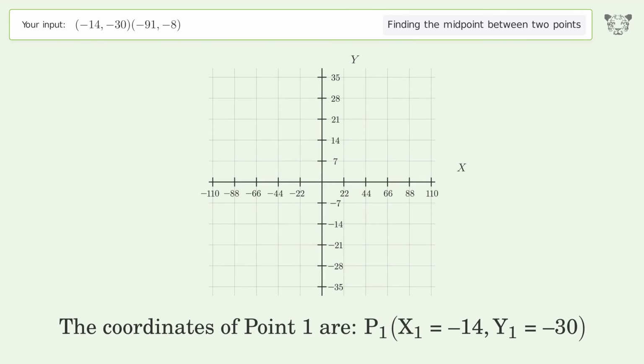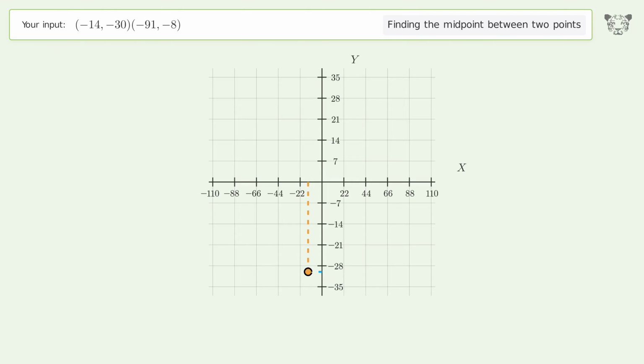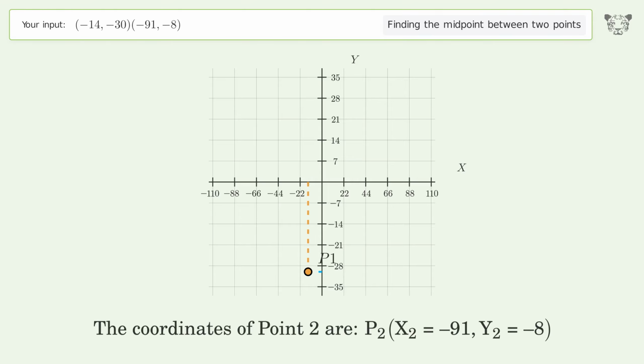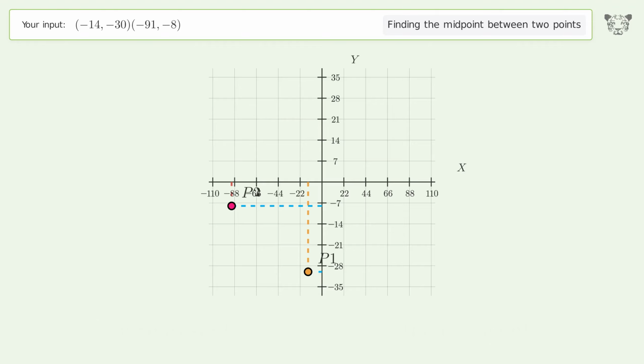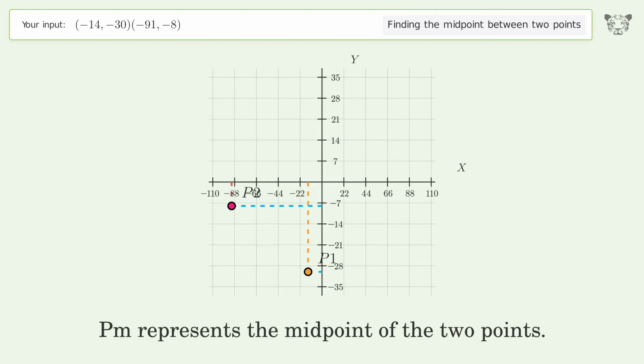The coordinates of point 1 are, x1 equals negative 14, y1 equals negative 30. The coordinates of point 2 are, x2 equals negative 91, y2 equals negative 8. PM represents the midpoint of the 2 points.